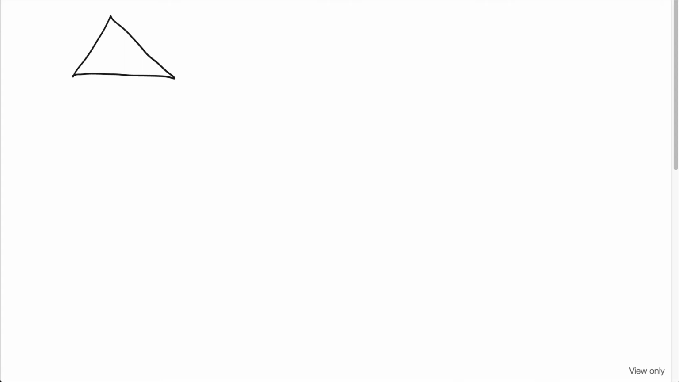Well, let's say that I call this the base, B. And now, what would the height be? Well, the height would be a line that you draw down from the opposite vertex, and that makes a right angle with the base. So that's the perpendicular. So we'll call that H.